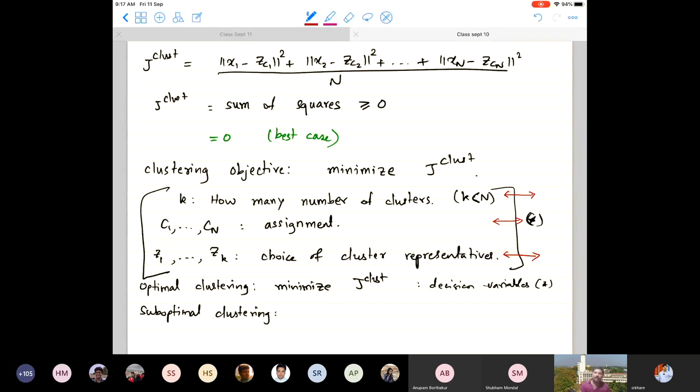So I'll first fix K. Some K I will fix. Don't ask me now how I fix K; I will just fix K for the time being. Once K is fixed, I will choose the cluster representatives. How do I choose them? Again, please don't ask. I will just fix them. These first two types of decision variables I'll fix, and the only decision variable I will allow to vary is the cluster assignment. Then I have to make this cluster assignment of K clusters to the data points.